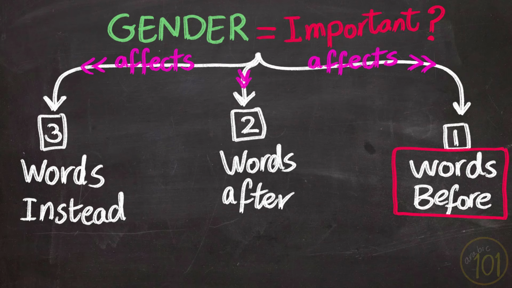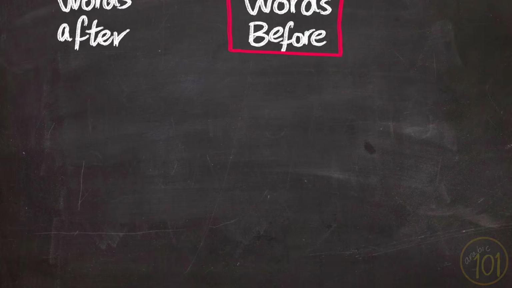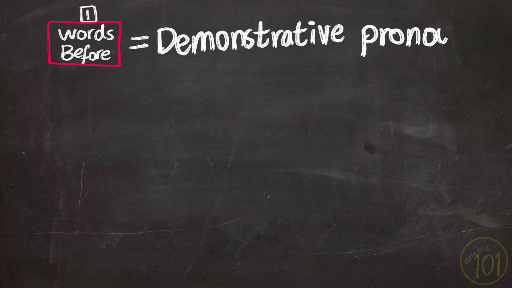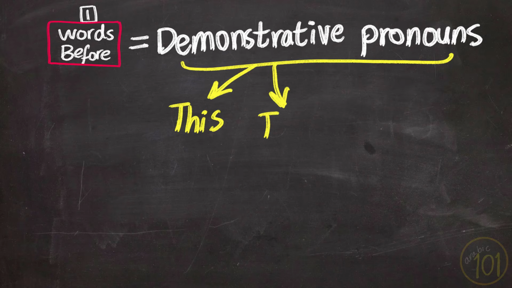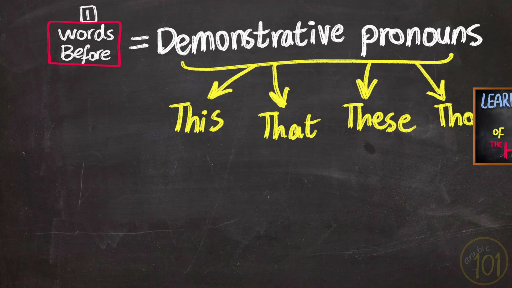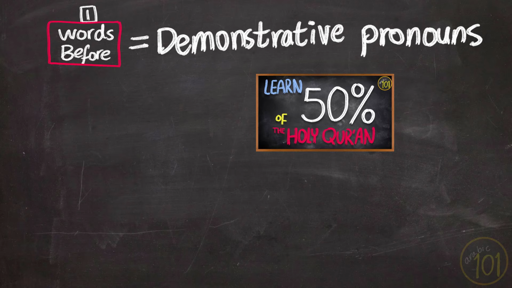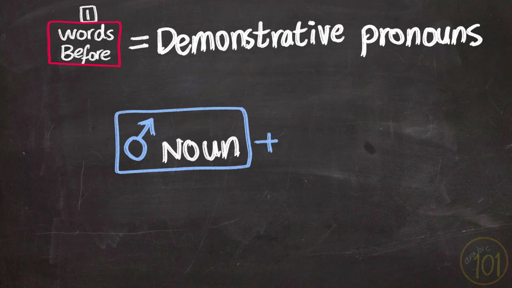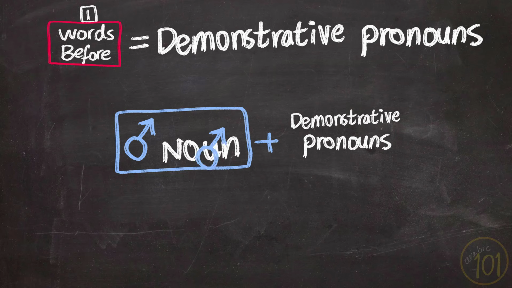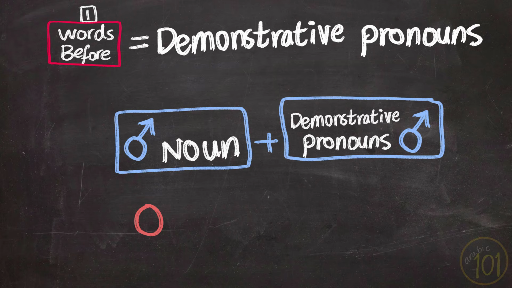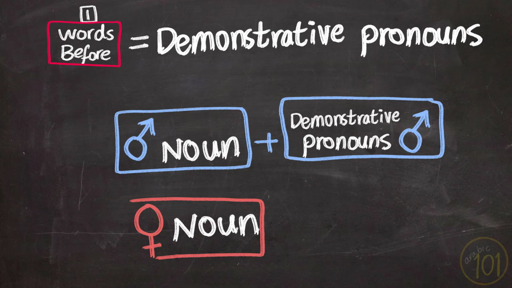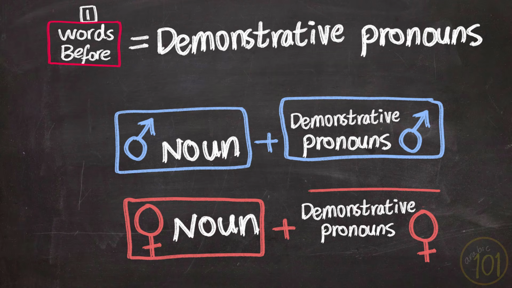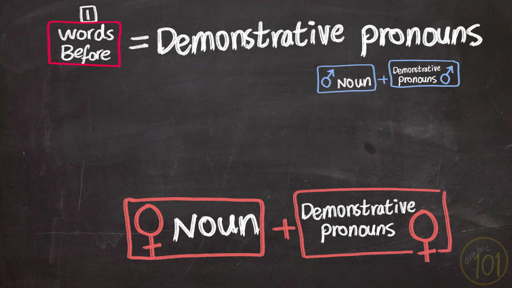So let's start with the first one, the words that come before the noun and are determined by the gender of the noun. We call this type of words demonstrative pronouns, or words like this, that, these, and so on, which we learned in the very first lesson of the How to Understand the Quran series. So, knowing which gender the word is will make it possible for you to use and recognize the correct demonstrative pronoun, which has to be of the same gender. So, masculine demonstrative pronouns are used with masculine nouns, and feminine demonstrative pronouns are used with feminine nouns, like in these examples.